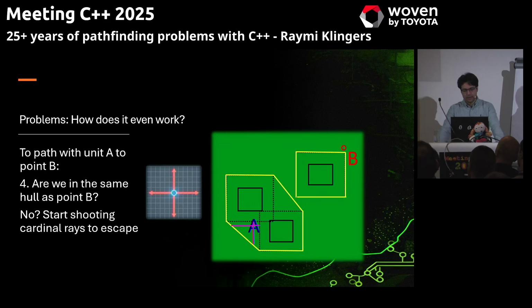Now, is our starting point in the same hull as our goal point? In this case, that's not the case. So what do we do? We try to escape our starting hull. We do this by shooting cardinal rays, so in 4 directions.